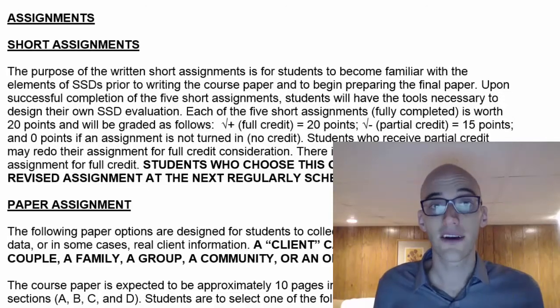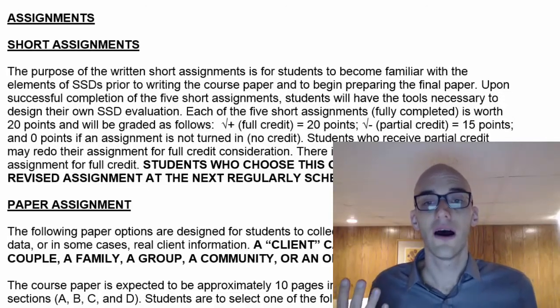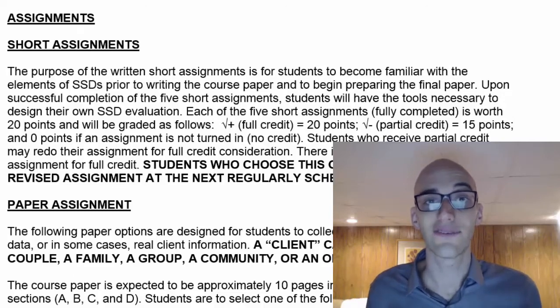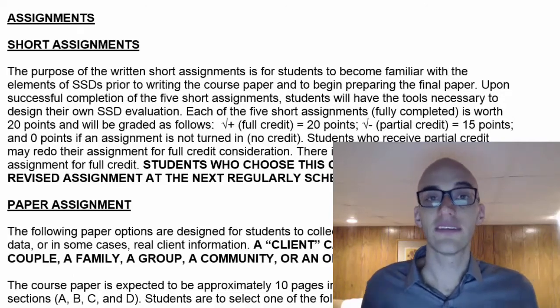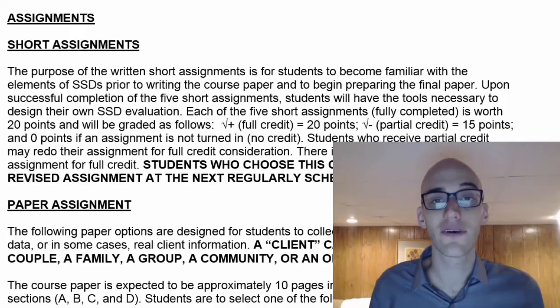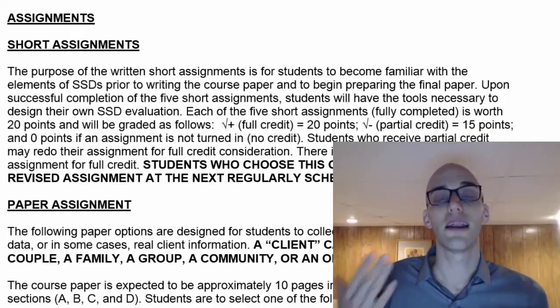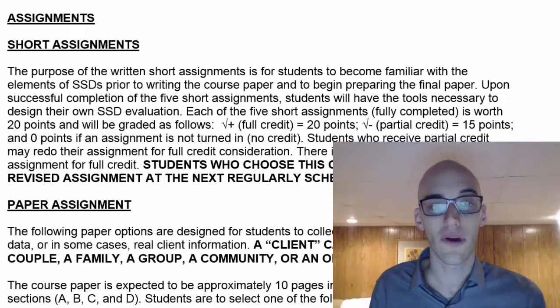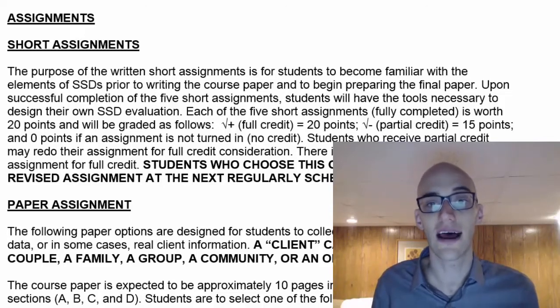But if you do get partial credit, you'll have up to 1 week to make the corrections and resubmit it for full credit. So if you submit something and I give you a 15 and you get it back to me within a week with the corrections, and everything looks good, then I can give you the full 20 points, even if you didn't get the full points the first time.